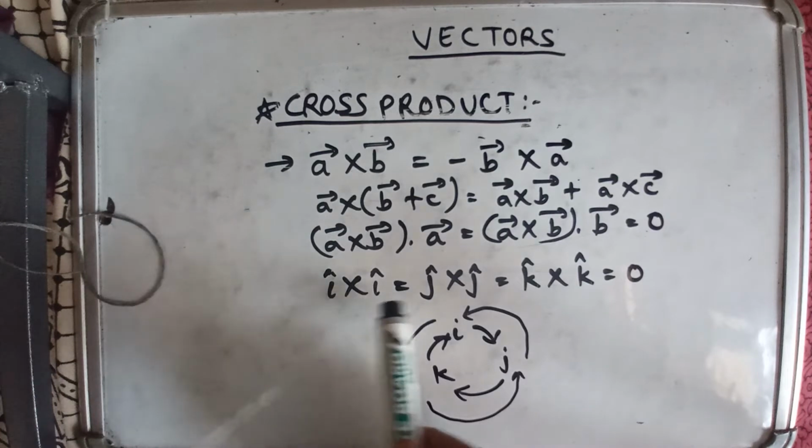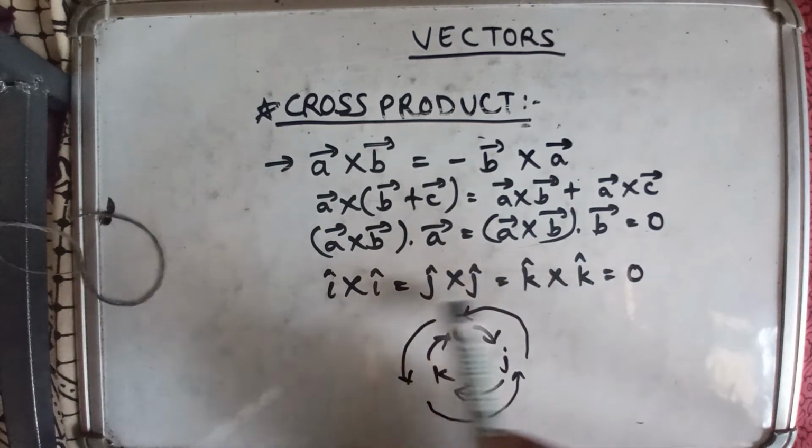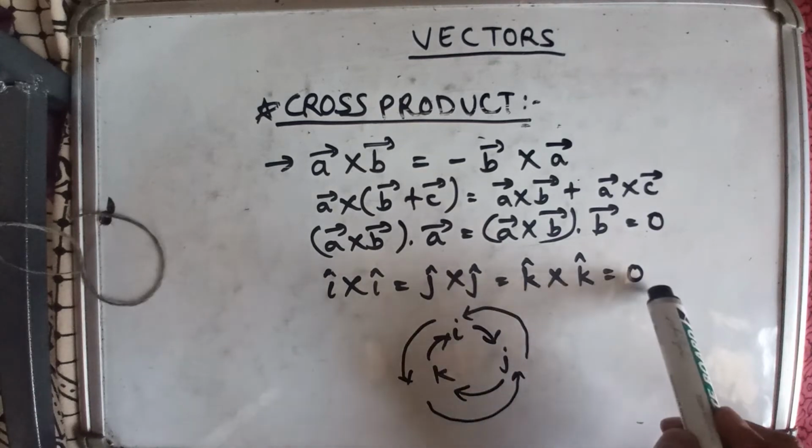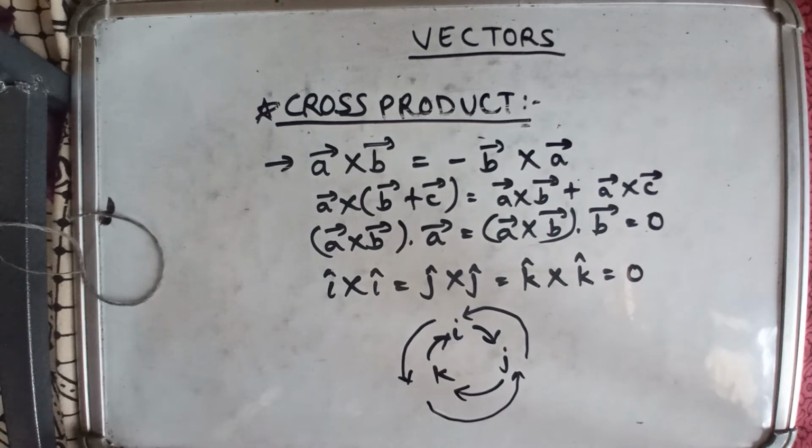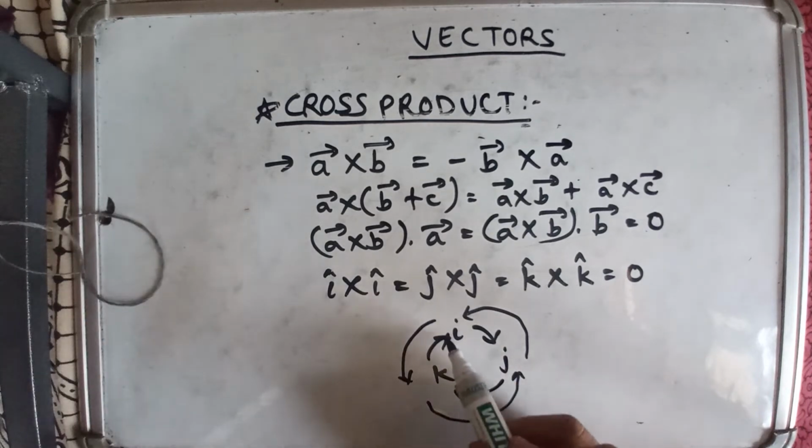And I cross I, J cross J, K cross K, it will be the same direction cross product, same direction, so it will be equal to 0. Sine 0 is 0. So the next big thing you have to see is that if I cross J is there, see the order is I cross J, not J cross I.